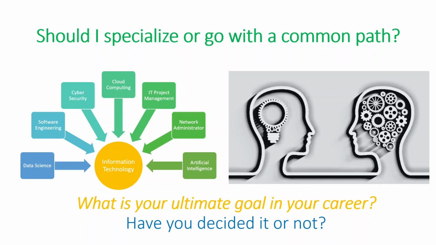If you have an answer for this one, what is your ultimate goal? For example, become an artificial intelligence specialist, AI specialist. Then you can do AI, and you need to study well, because at that time maybe there will be a higher demand for AI, maybe there will be a low demand for AI. You have to predict this one. You have to do some research. Then after that you can do your specialization. Otherwise, it is better to move with the common path.